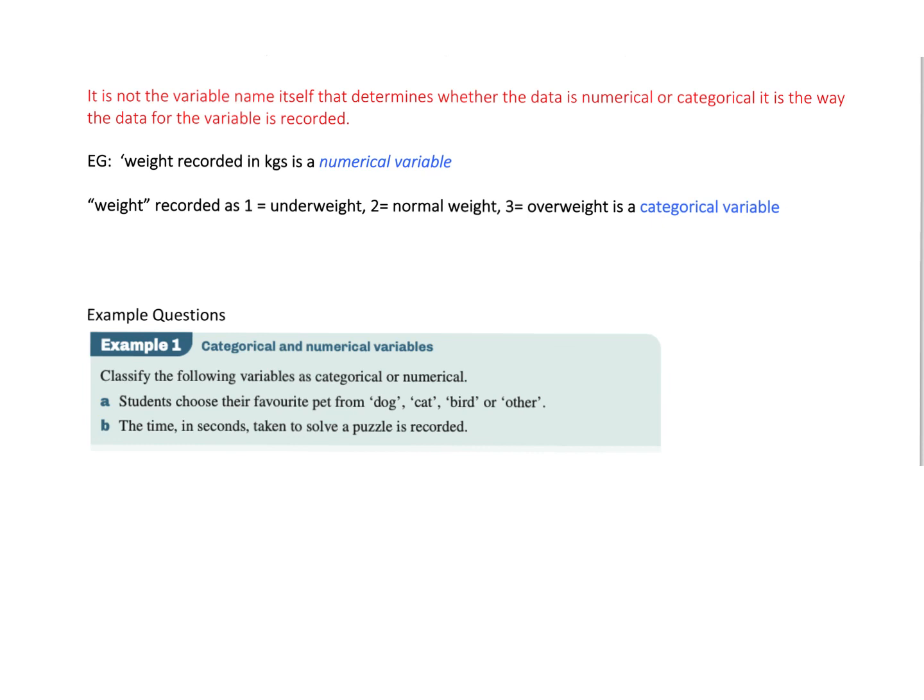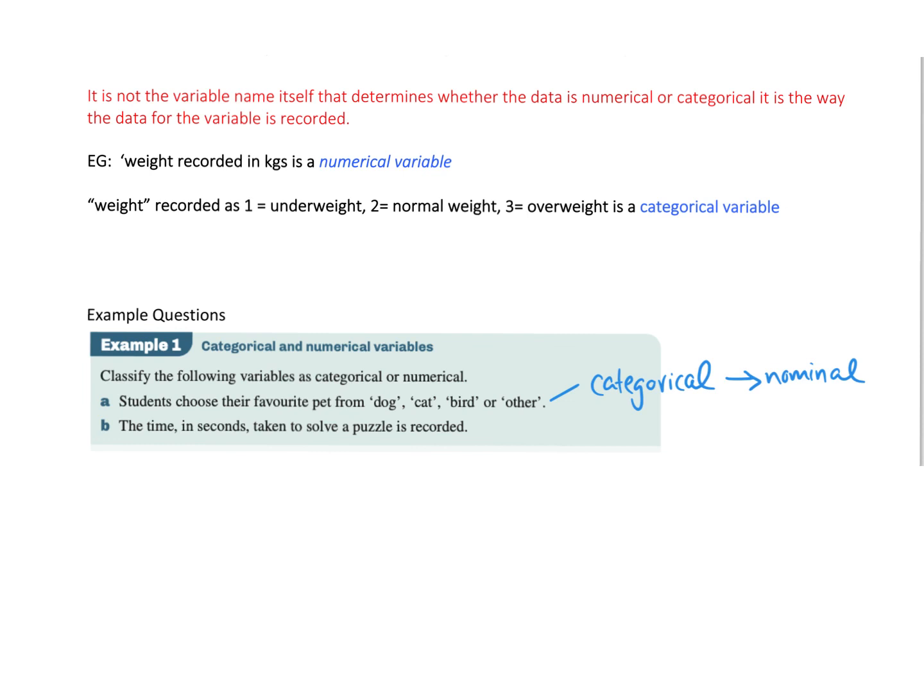All right, so the example there says classify the following variables as categorical or numerical. Students choose their favourite pet from a dog, cat, bird or other. What do you think that is? Categorical. Yeah, good. And just to practice, let's say what we think the next category is. Is it nominal or is it ordinal? Nominal. Awesome. Yep, that's right. It would be nominal. It hasn't asked me to do that, but it's a really good skill to keep practicing so you can get these marks in your year 12.